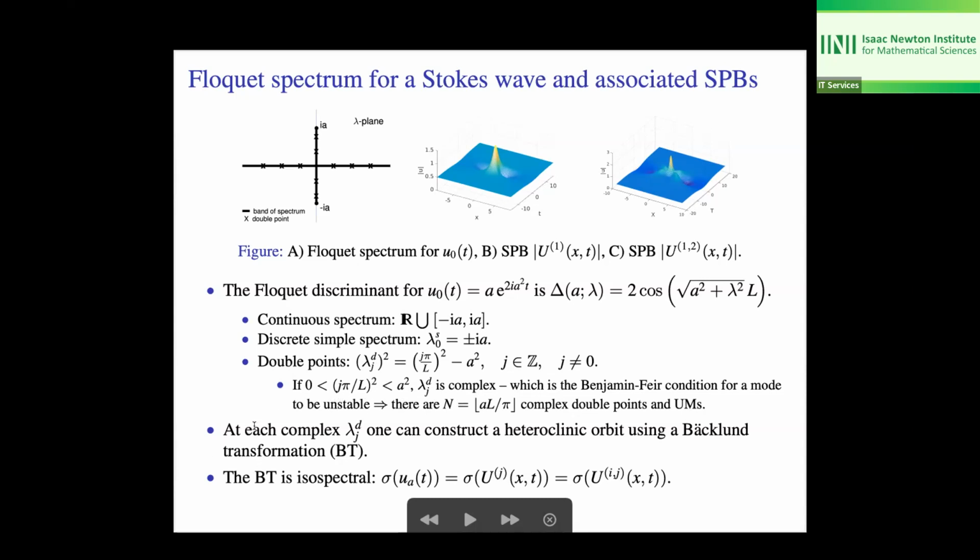And as we mentioned before, each of these complex double points, you can construct a heteroclinic orbit using a Bäcklund transformation. And the important feature is that the Bäcklund transformation is isospectral. So the spectrum for each of these single mode SPBs that was shown before, and the spectrum for the Stokes wave, and the spectrum for the two mode SPB, the spectrum is the same as given there.